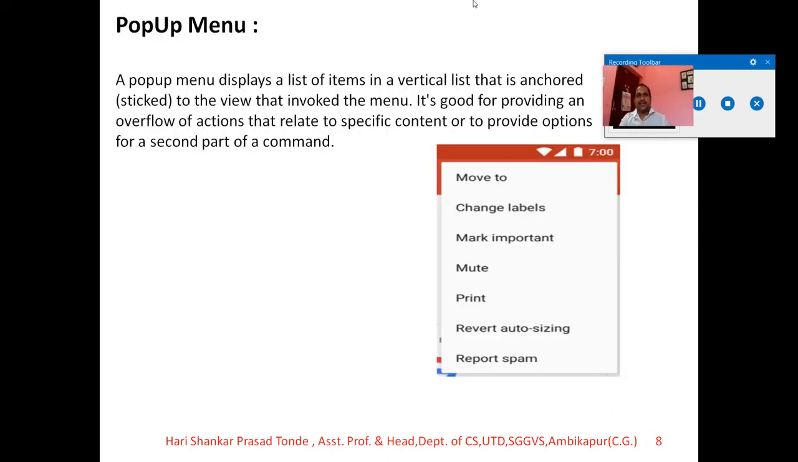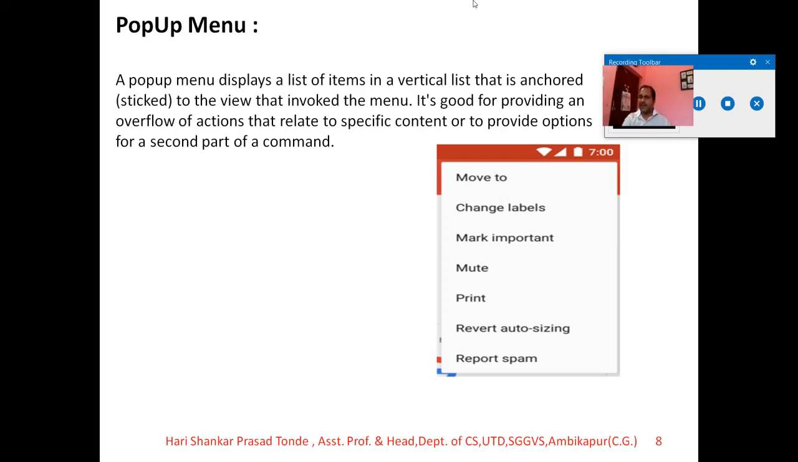So next is the pop-up menus. Pop-up menus are very essential features which are residing in the operating system. So what is pop-up menu? A pop-up menu displays a list of items in a vertical list that is anchored, stuck to the view that invokes the menu.